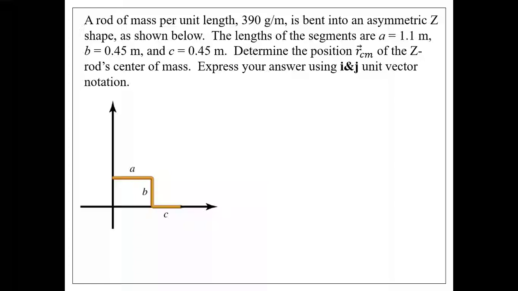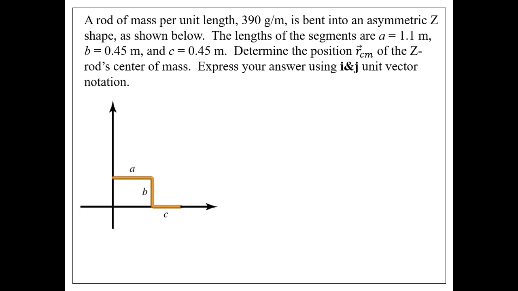All right, so in this particular center of mass problem, you have a rod that has a mass per unit length of 390 grams per meter, and it's bent into a Z shape. The diagram is shown below here. Here's segment A, segment B, and segment C. The length of each segment is given, and it wants us to find the center of mass using i, j, k unit vector notation. So let's go and crack this out.